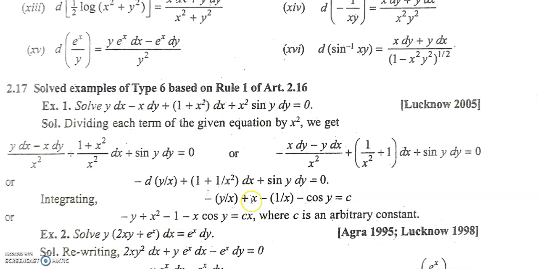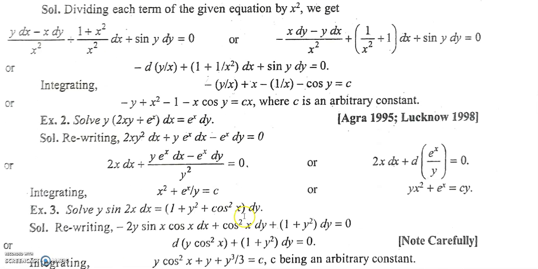Now again you just integrate, what do you get? Minus y by x plus x, 1 by x square dx is minus 1 by x, sin y integration is minus cos y equal to c. So this is your answer, right? So solve the second one, y of this dx equal to e power x dy.